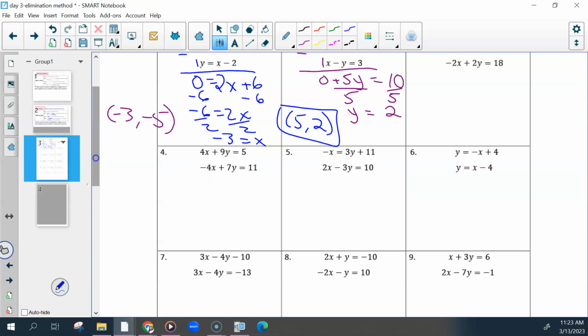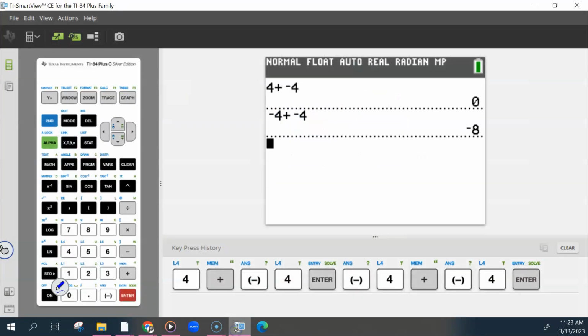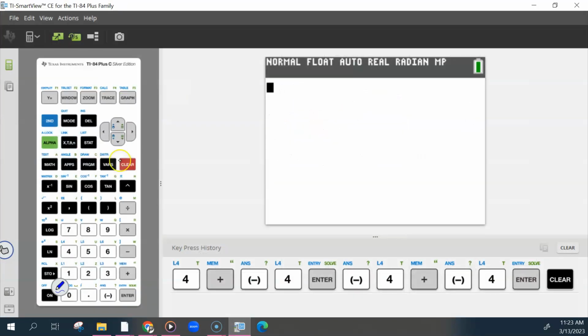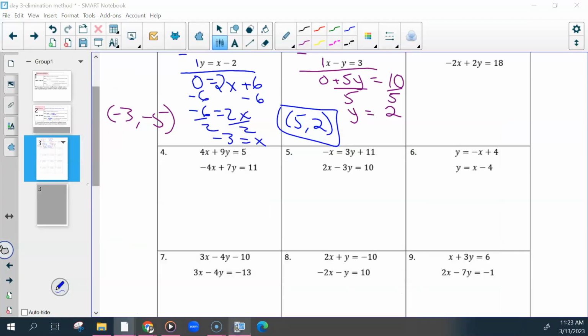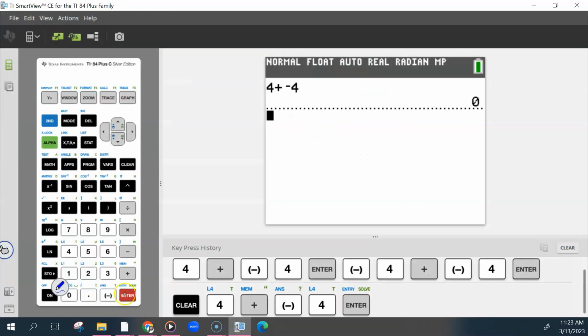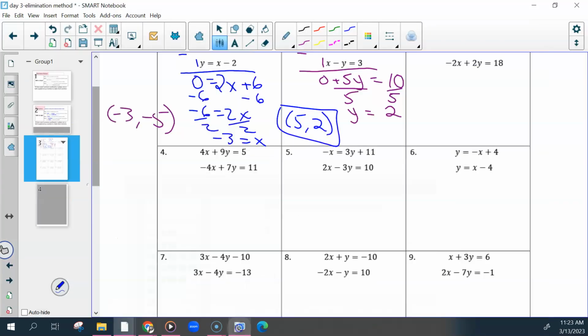And then would we add these together or subtract? Add. And if you're not sure, you can double check it in your calculator. So we did this earlier. If I do 4 plus a negative 4, I should get 0. If you don't get 0, double check your signs, but then also change it to the other one.